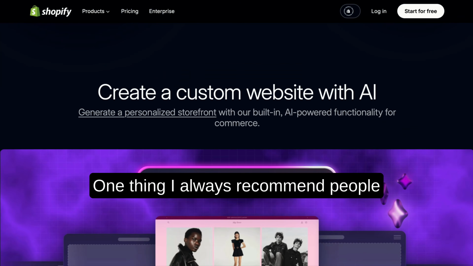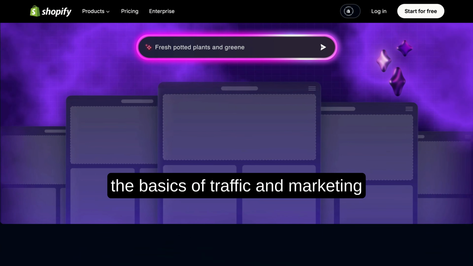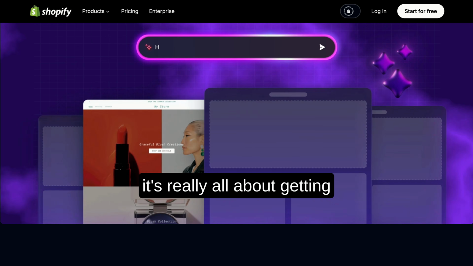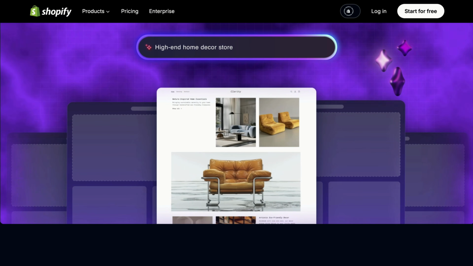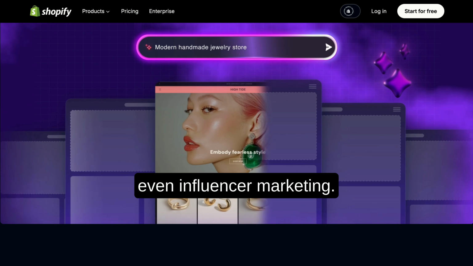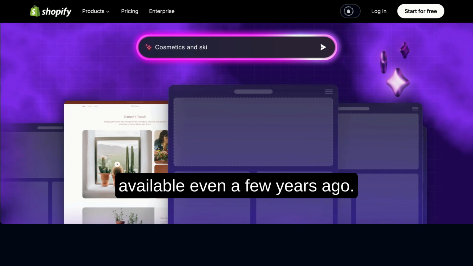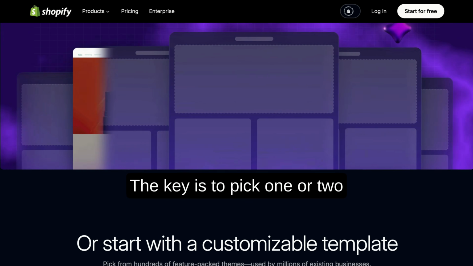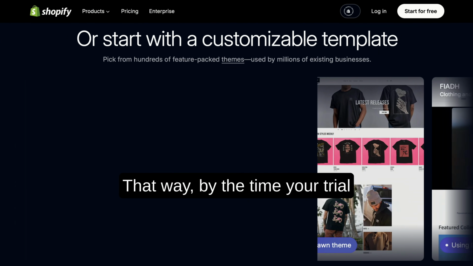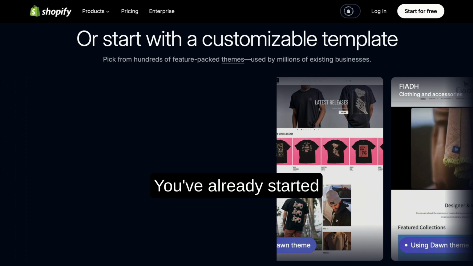One thing I always recommend people do during their Shopify trial account period is focus on learning the basics of traffic and marketing while you're setting everything up. Because once your store is built, it's really all about getting people to visit your website. Whether that's through TikTok, Instagram, SEO, paid ads, or even influencer marketing, there are so many ways to start driving traffic today that weren't available even a few years ago. The key is to pick one or two strategies and commit to learning them during your trial period. That way, by the time your trial runs out, you're not just sitting there with a nice-looking website and no visitors. You've already started building momentum.